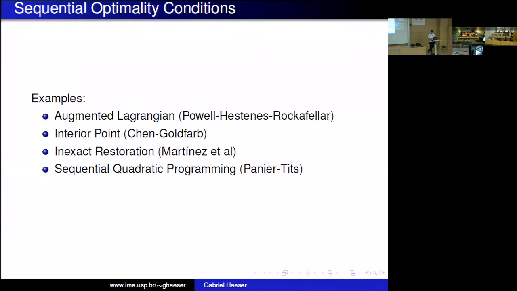Usually, when you present a new algorithm, you have to prove that it is converging to a KKT point under reasonable assumptions, or at least that limit points are KKT. So, with this idea, if you know that your algorithm generates an approximate KKT sequence, this comes for free.